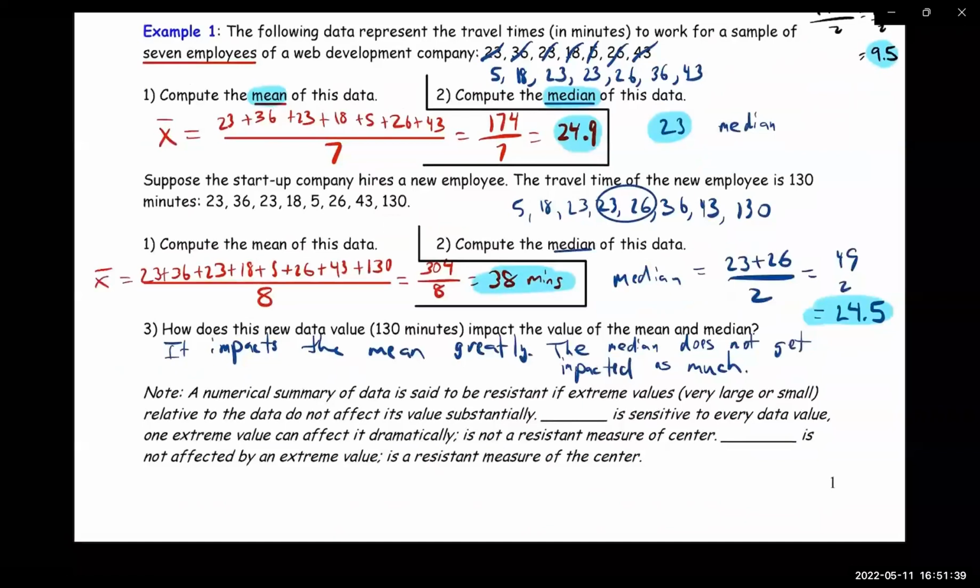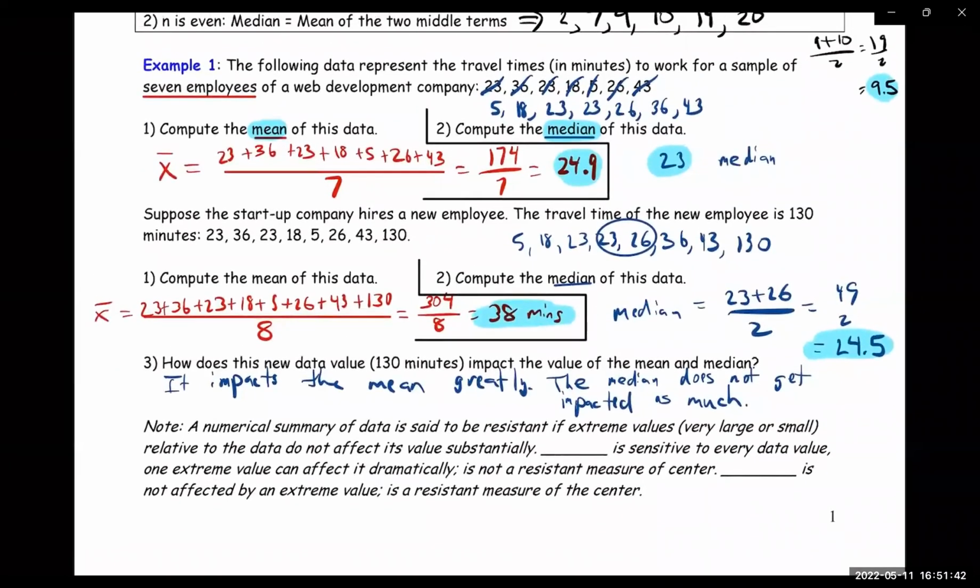All right, so here's a summary. The numerical summary of data is said to be resistant if extreme values, such as very large numbers or very small numbers, relative to the data do not affect its value substantially. So something is called resistant if it's not affected by extreme values. Like 130 is considered an extreme value, it's an outlier.